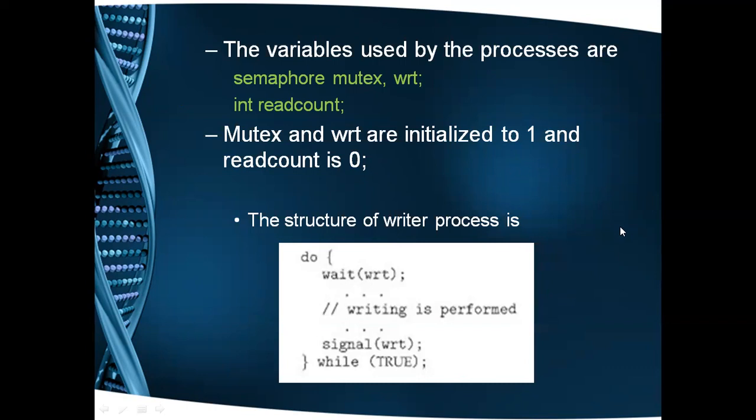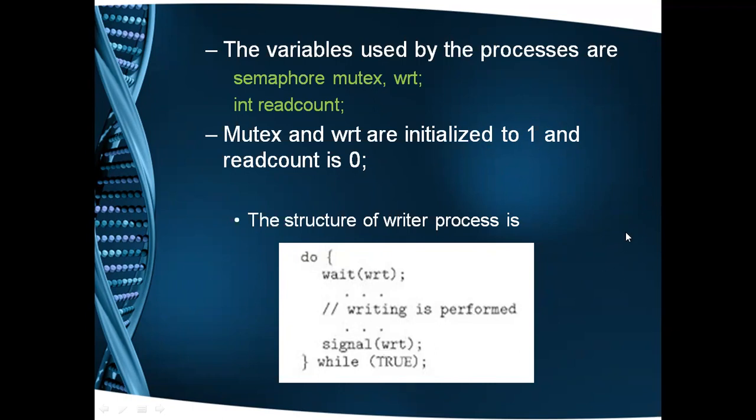Now, at the same time, the second writer process wants to perform a write operation. It executes the same code, the statement wait of write, but now the write value is 0. That means one process is already doing the write operation, so the second process is not allowed to perform write and will be in waiting state. Once the first process's write operation is over, it executes signal of write. During signal, write is changed again to 1.